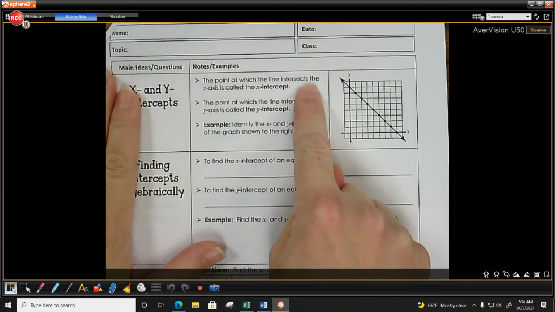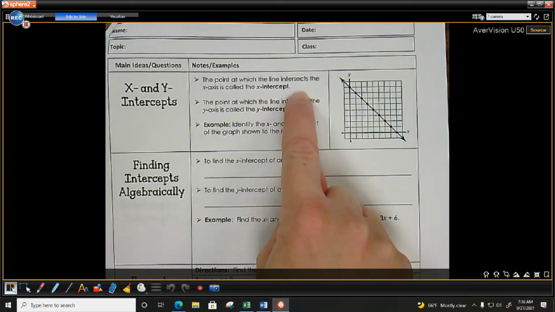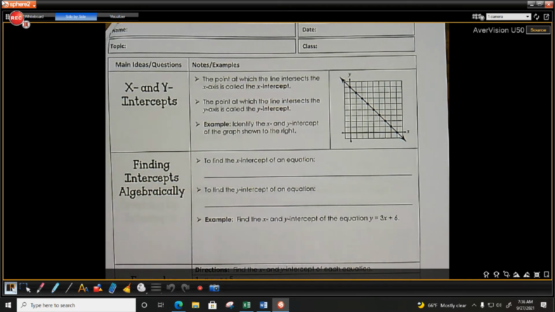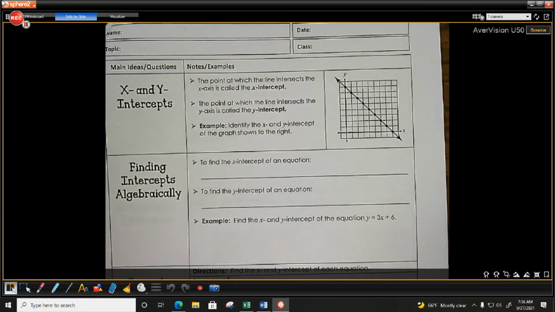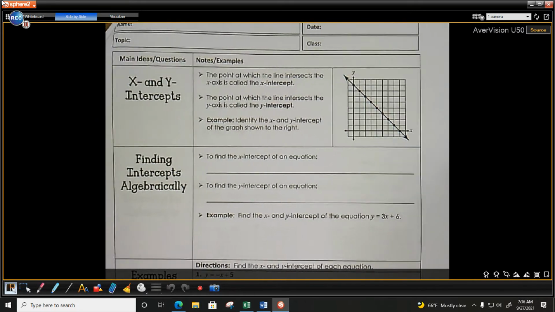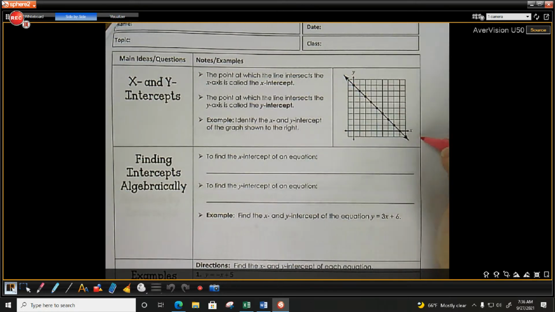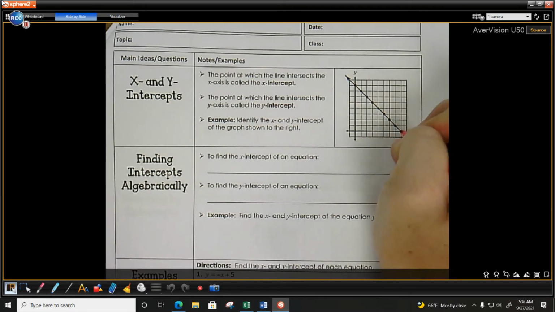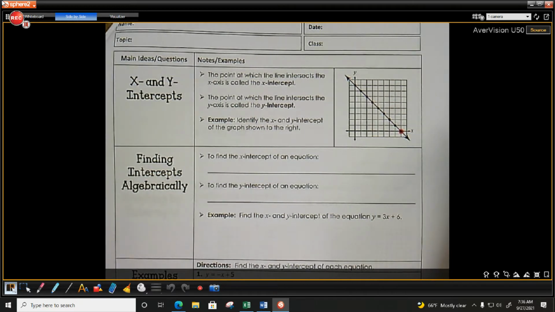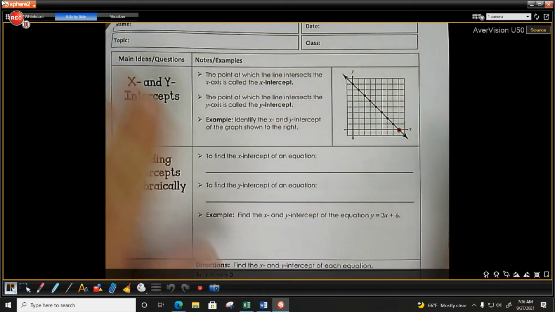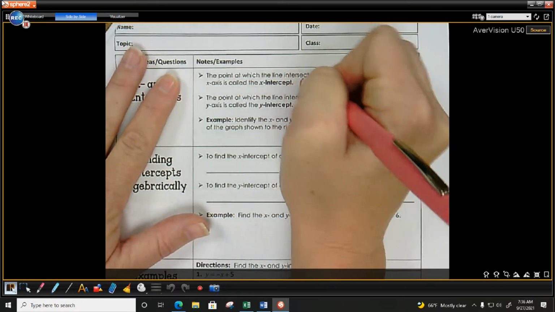So the point at which the line intersects the x-axis is called the x-intercept. So look at this graph. Where does the line hit the x-axis? Look at the line. Where does the line hit the x-axis? At 8. But it's an ordered pair because points are ordered pairs. So how would I write that as an ordered pair? 8, 0.